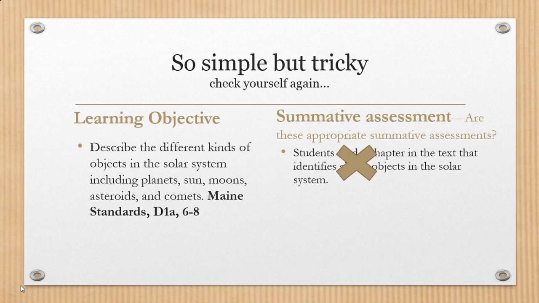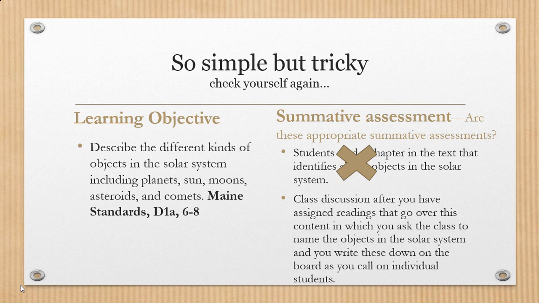The answer is no, it does not. When the students are reading the chapter, that's only input. The children are not demonstrating anything. In a summative assessment, they need to show that they have met the objective. Let's try another possible assessment technique. You have a class discussion after you have assigned readings that go over this content, in which you ask the class to name the objects in the solar system, and you write these down on the board as you call on individual students. Would this meet this learning objective?